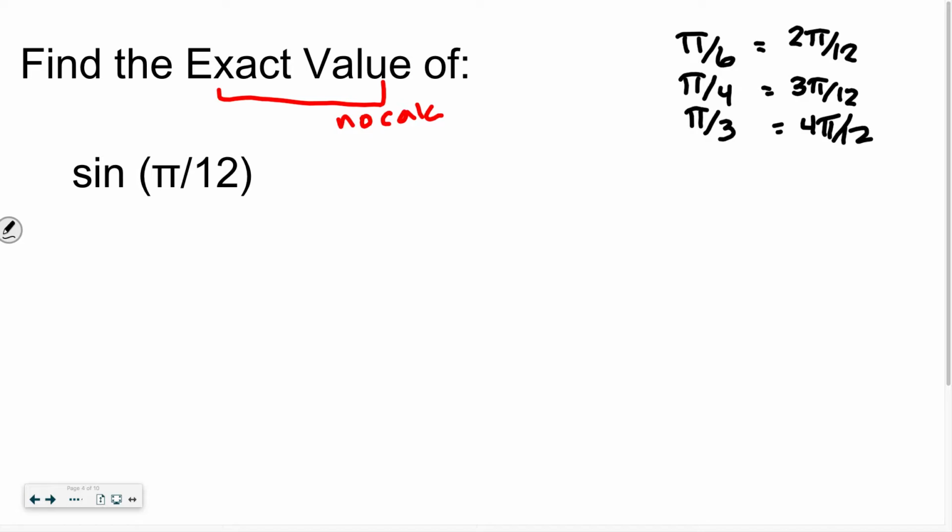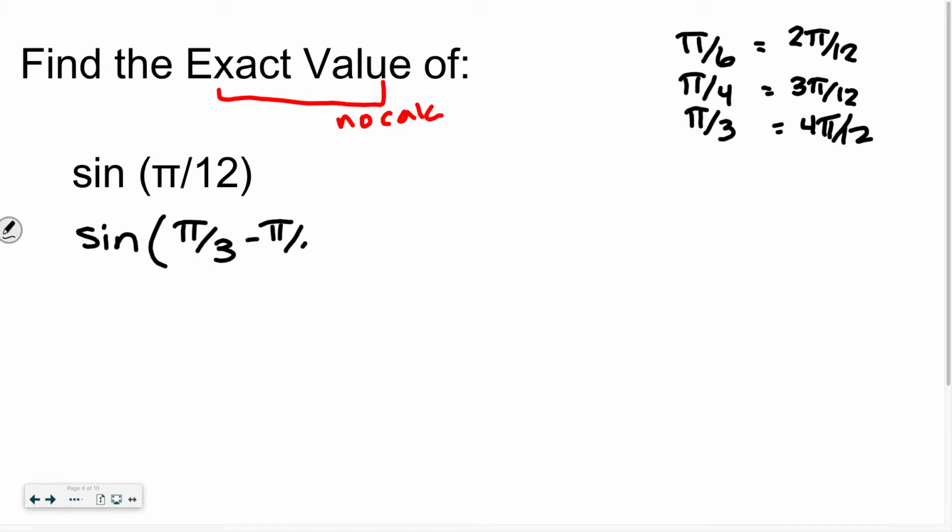Pi over 3 minus pi over 4 is what Liam said. If I had pi over 3 minus pi over 4 and I got common denominators, that would be 4 pi over 12 minus 3 pi over 12, which would be 1 pi over 12, right? Yeah. So I'm going to go ahead and write this as the difference of two angles, pi over 3 minus pi over 4.